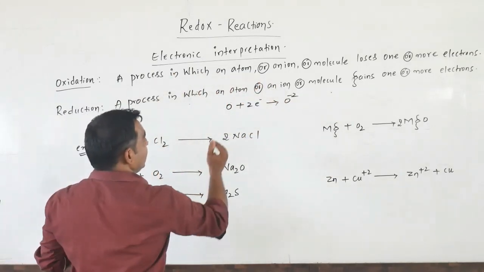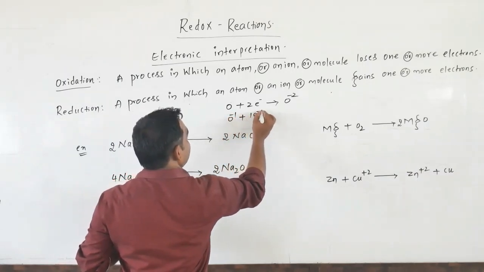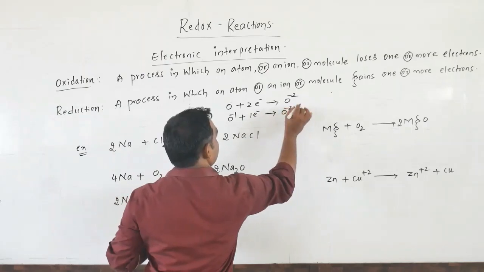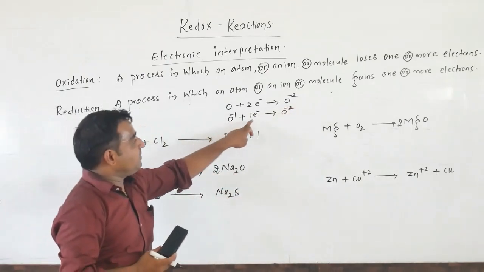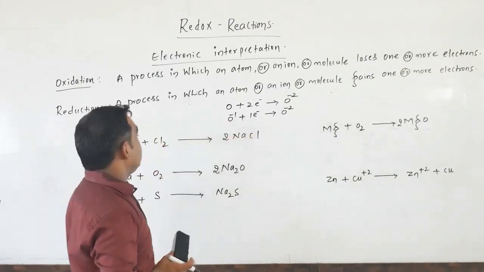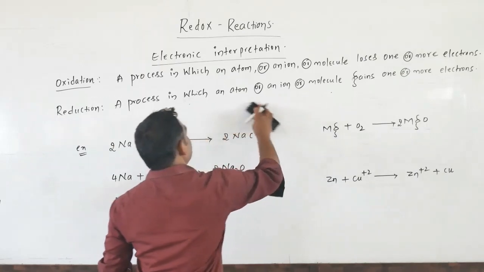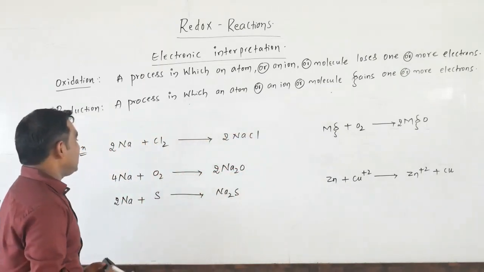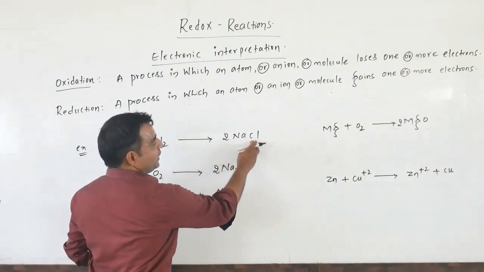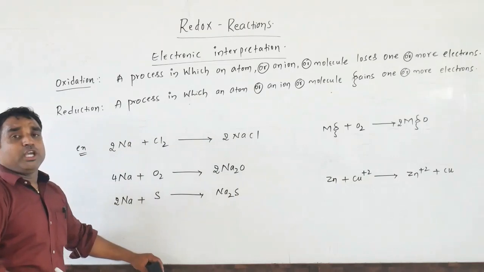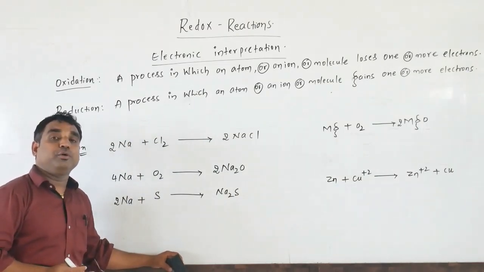Now we can take O minus 1, which gains 1 electron and becomes O minus 2. The ion we have taken here gains 1 electron to become O minus 2. The gaining of electrons is called reduction. So we can take a simple example: sodium reacts with chlorine to form 2 moles of sodium chloride. Here one substance is going to be oxidized, another is going to be reduced.